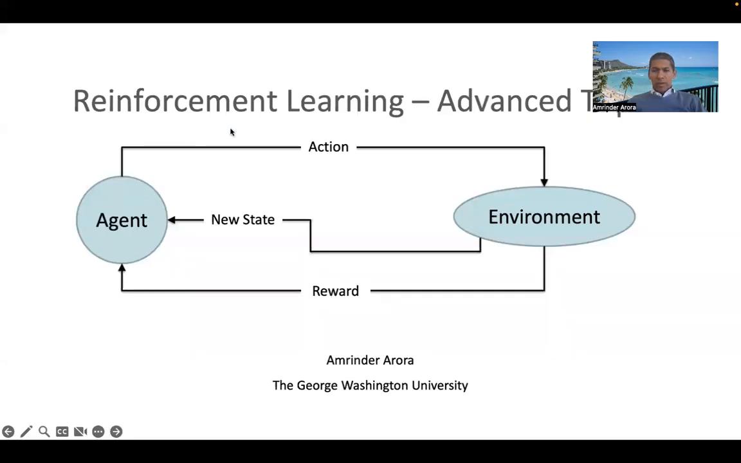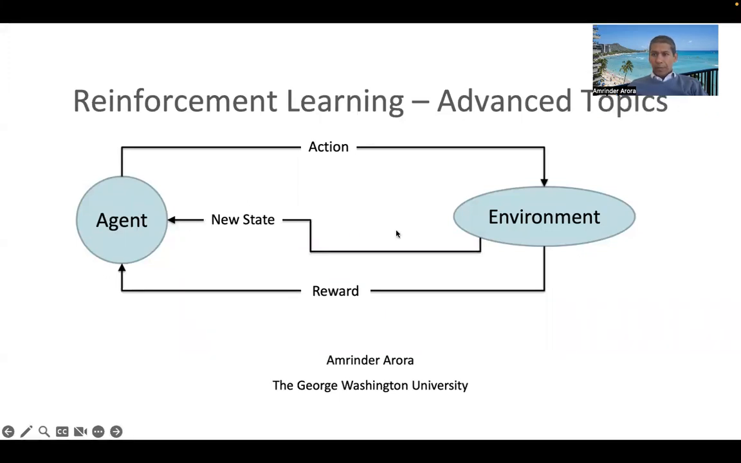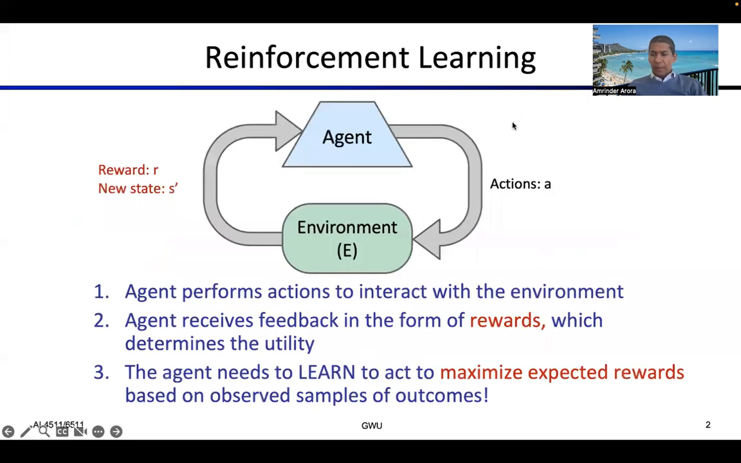Okay, welcome back. So today we're talking about reinforcement learning, the advanced topics. As we have seen in the past, in reinforcement learning, the agent interacts with the environment. It does an action and the environment gives it back a reward as well as a new state, s prime. And using that, the agent has to learn to maximize its expected rewards based on the observed sample of outcomes.